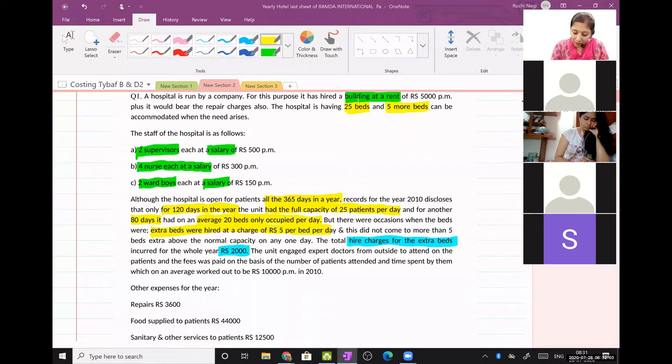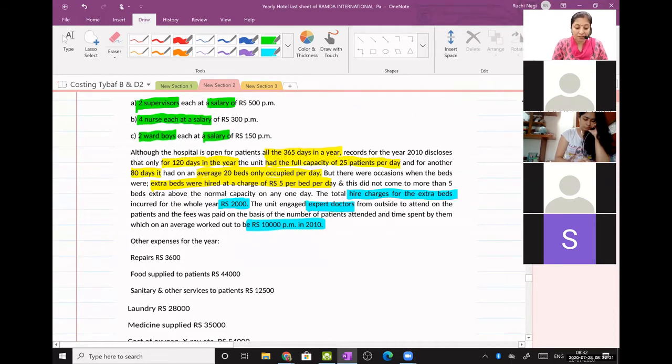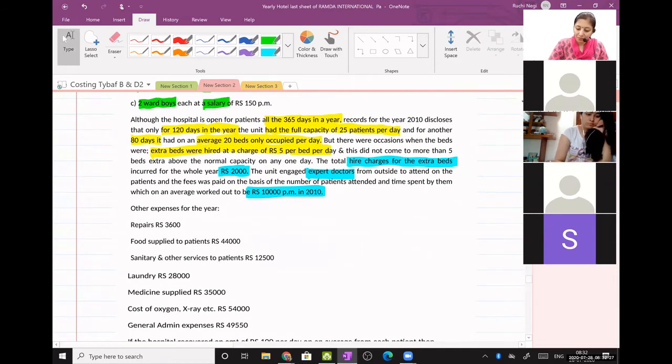Okay. Very good. Next. So this 10,000 is my variable cost. For this 10,000, I'm putting blue. And what is this? This is expert doctor's fees. Next, expenses for the year, repairs, 3,600. Say, repairs is which cost?